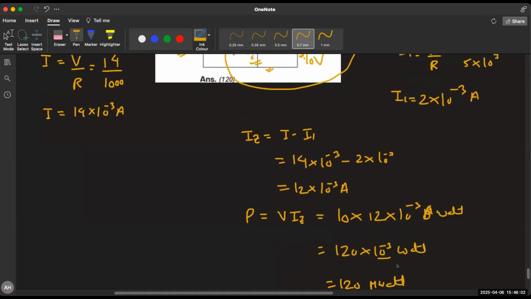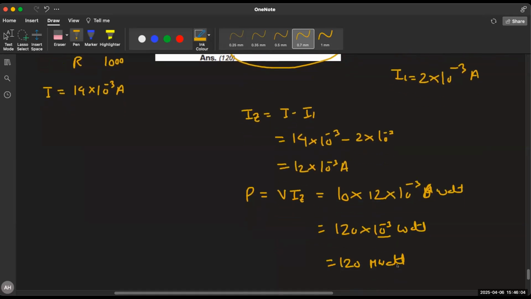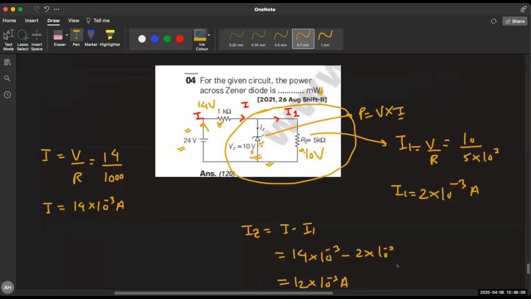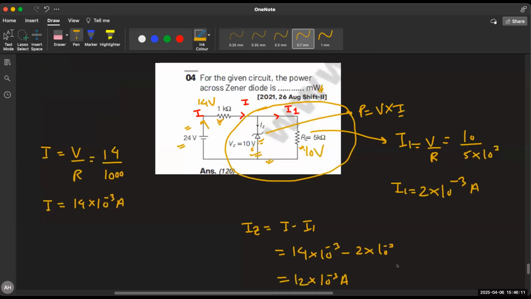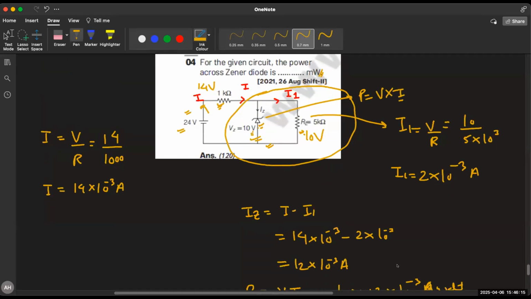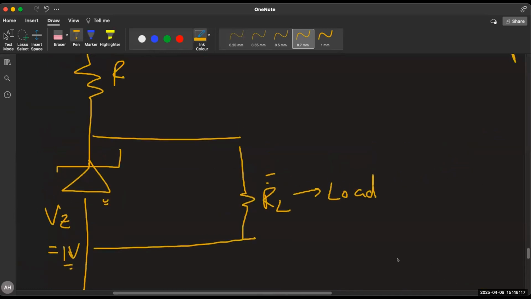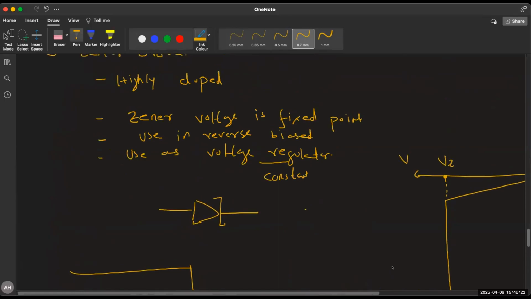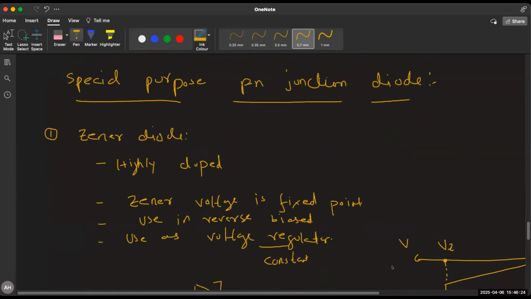Yes, tell me, is it clear? Yes, sir. So these are the type of questions which include both your circuit analysis that you did in current electricity and some concepts of semiconductor as well. So now note it down. Zener diode, just take the screenshot. Note down the numerical one.